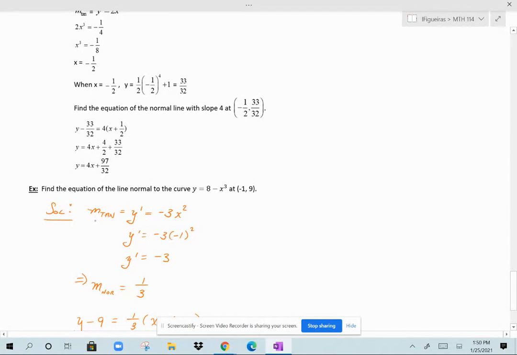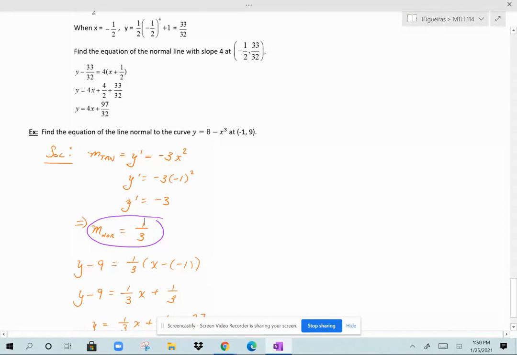I know that the slope of the tangent line is the derivative, and the derivative of this is -3x squared. If I plug in -1, I get that the slope of the tangent line is -3. Therefore, the slope of the normal line is the negative reciprocal of -3, which is +1/3. Now that I know the slope of my normal line is +1/3, I can use it and the point that was originally given, -1, 9, to find the equation.